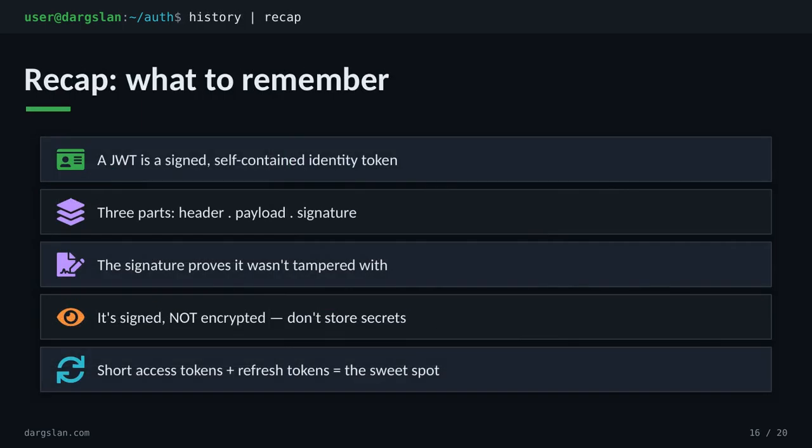So let's pull the key ideas together. A JWT is a signed, self-contained identity token built from three parts: header, payload, and signature, where that signature is what guarantees nobody tampered with the contents. Remember, it's signed, not encrypted, so the payload is readable by anyone who gets the token. Keep your secrets out of it. And in practice, pairing short-lived access tokens with longer-lived refresh tokens is the balance most teams land on.